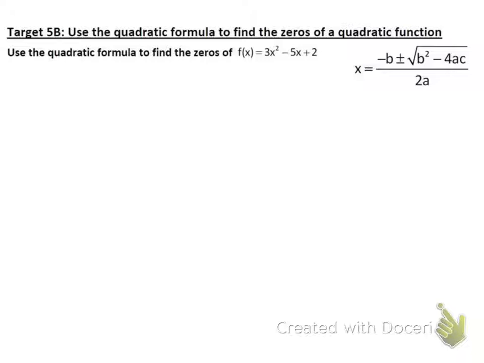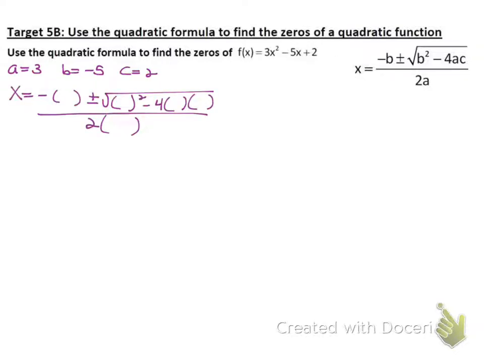The first thing we need to do when solving with the quadratic formula is identify A, B, and C. We should be pros at this by now from all the graphing work that we had done earlier, but remember A is always your first value. In this case 3, B is the second value, -5, and C is 2. Remember A is in front of the x squared, B is in front of the x, and C is your constant.